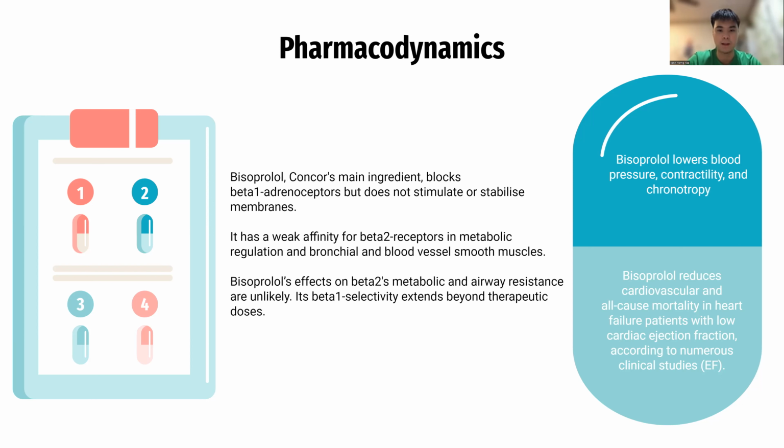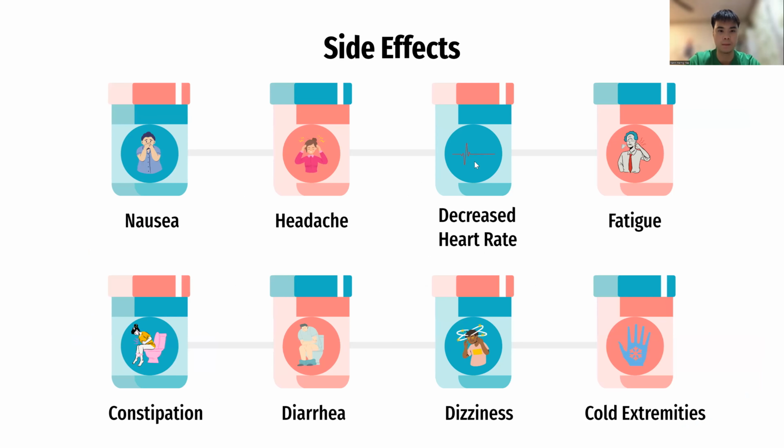Heart rate, contractility, and blood pressure are all decreased by bisoprolol. According to the findings of numerous clinical studies, bisoprolol lowers cardiovascular mortality as well as all-cause mortality in people with heart failure and a low cardiac ejection fraction. And these are the side effects of bisoprolol. They include nausea, headache, decreased heart rate, fatigue, constipation, diarrhea, dizziness, and cold extremities.